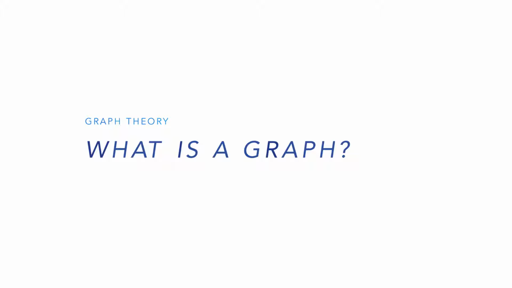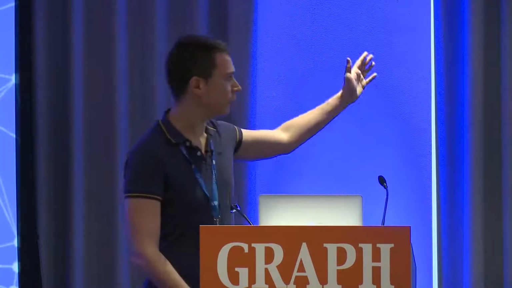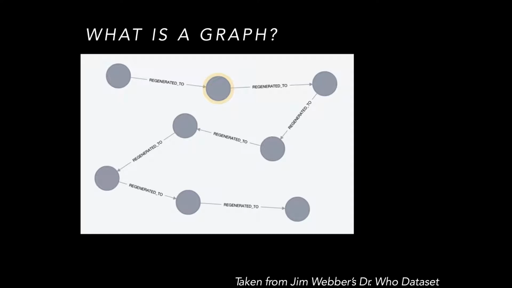Just to make sure we're all on the same page, I just want to very briefly cover what is a graph and the kind of languages I'll be using. So this is a graph. This is taken from Jim Webber's Doctor Who dataset, one of the main datasets that are on the Neo website. And this is how we all think about it. We always think about it in pictorial form.